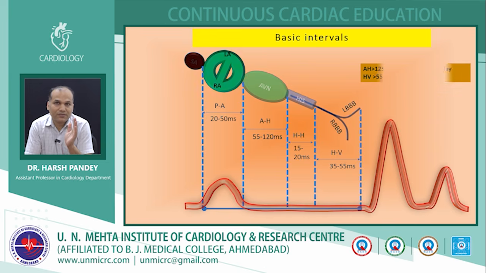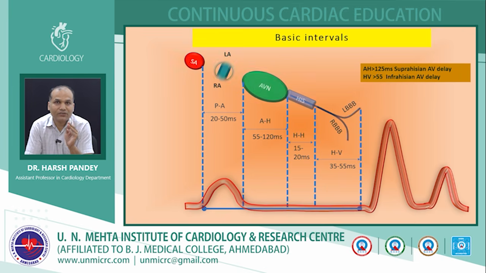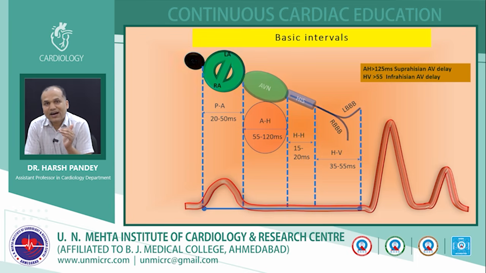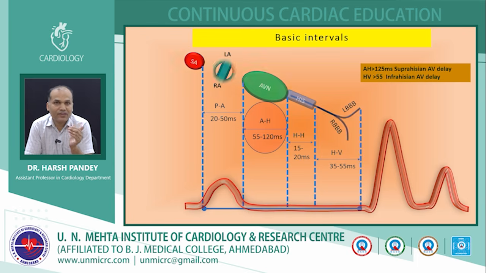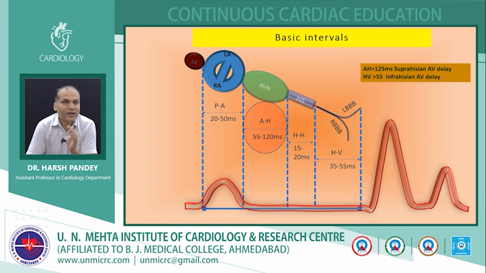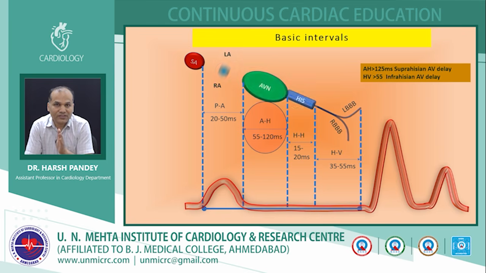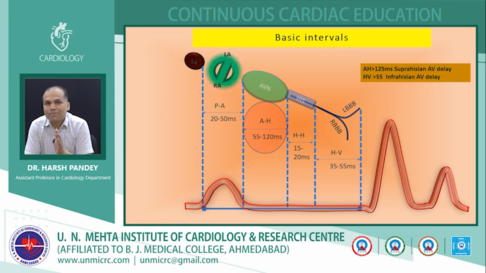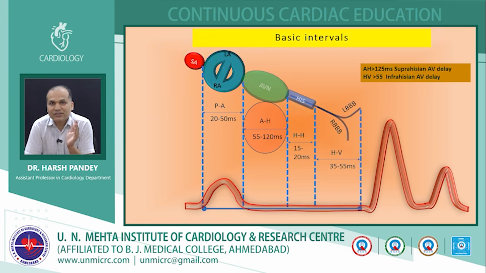So among this, if there is an AH interval of more than 125 milliseconds, it is termed a suprahisian AV delay, and if there is an HV interval of more than 55 milliseconds, it is termed an infrahisian AV delay. And one important thing is that among these intracardiac intervals, the highest amount of time taken for conduction is at the suprahisian level, that is from the atrial depolarization till the onset of the His activity, that is the A to H, which is 55 to 120 milliseconds. So this is important to remember. The AH interval is the highest among the intracardiac intervals inside the PR interval.